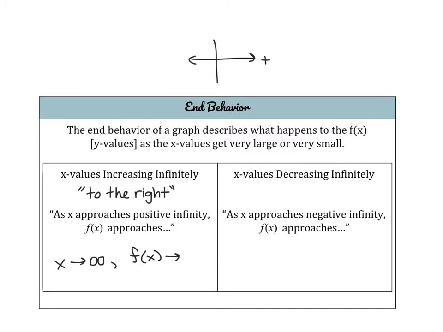Then you need to describe what happens as your x values are decreasing infinitely, which on the x-axis, the negative numbers are to the left. So you're describing what's happening to the left. So the notation is very similar, but this time we say as x approaches negative infinity, f of x approaches blank. So again, this is what's happening moving towards the right, and this is what's happening moving towards the left.